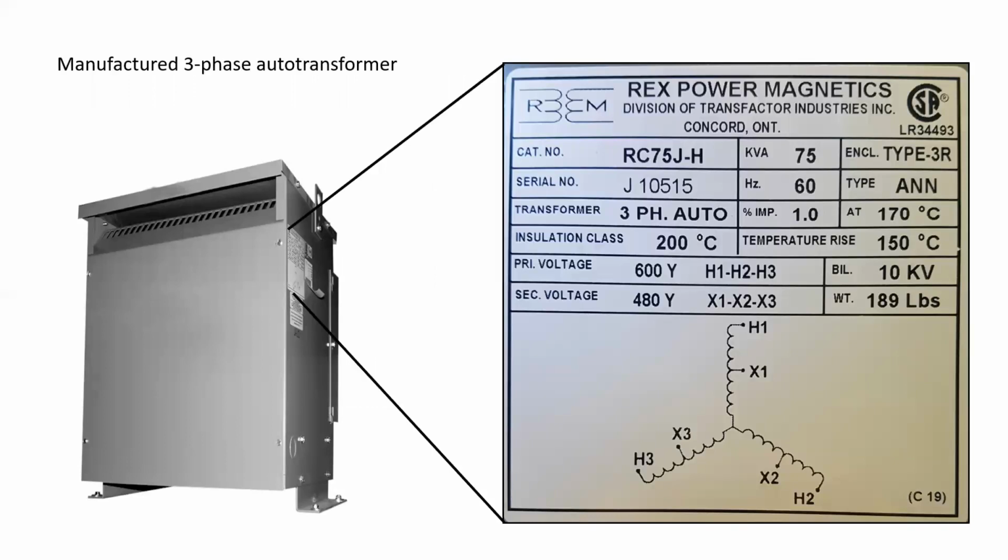Here's an example of a manufactured three-phase auto transformer. Other than the nameplate, you really would not be able to recognize any difference in the outside dimensions or the construction of the enclosure of a three-phase auto transformer. It's not until you look at the nameplate that you would then see.